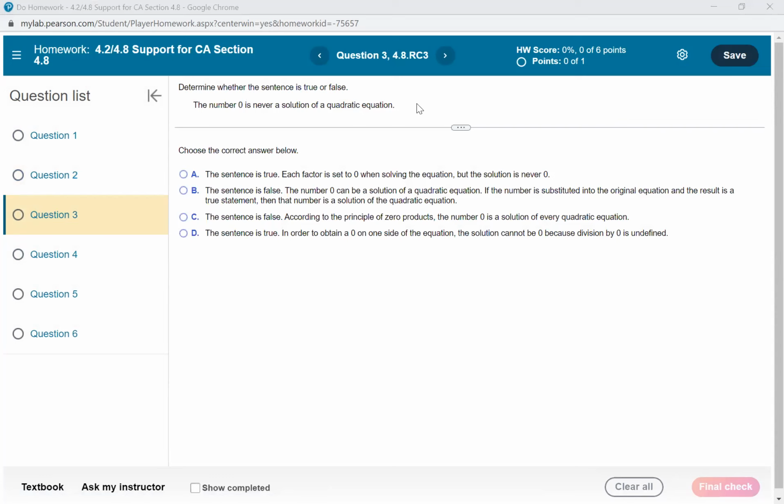So y'all, can the number 0 be a solution to a quadratic equation? It's gonna be A. Oh, so you're so close. But remember, at the end, it's saying the solution is never 0. So let's go to D and look at D. D said the sentence is true in order to obtain a 0 on one side of the equation. So that's okay. So let's see.